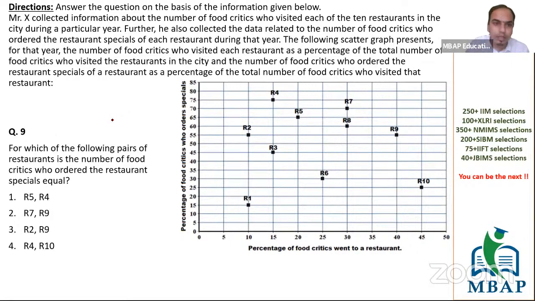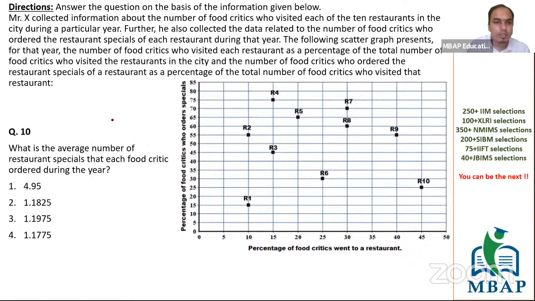In fact, if you want to look at more questions, look at this. What is the average number of restaurant specials that each food critic ordered during the year? That means a little calculation, but the calculation is not very heavy. Here, the options are very close, especially these three. I don't think this one is going to be the answer. The answer might be between these three only, but the answers are very close.